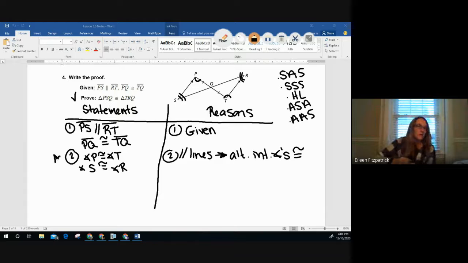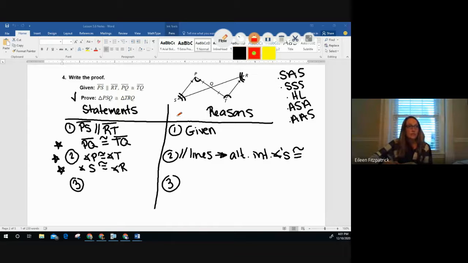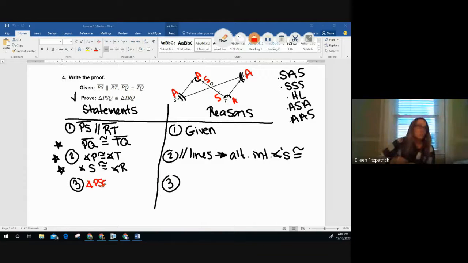So notice I have 2 congruency statements about angles and 1 congruency statement about sides. At this point, you have your 3 stars. Look to see if you have enough markings to state that the triangles are congruent. All right, so you have an angle, and a non-included side. So I know that triangle PSQ is congruent to triangle TRQ by angle, angle, side.